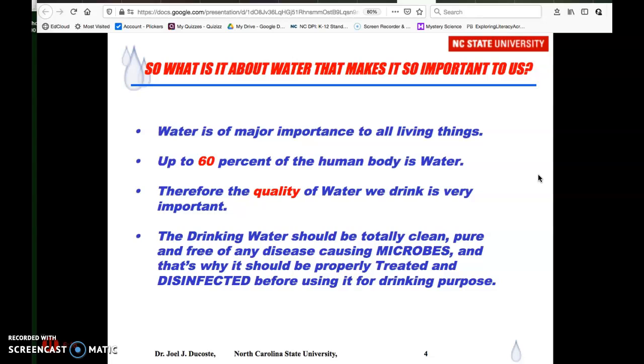That's pretty agreeable. Pure and free of any disease-causing microbes. I know that I definitely don't want any microbes in my glass of water that I'm going to drink. And that's why it should be properly treated and disinfected before it's used for drinking purposes. Like I said, in our country, we are privileged to have a system that does disinfect and clean our water like this, but not everybody is so lucky.